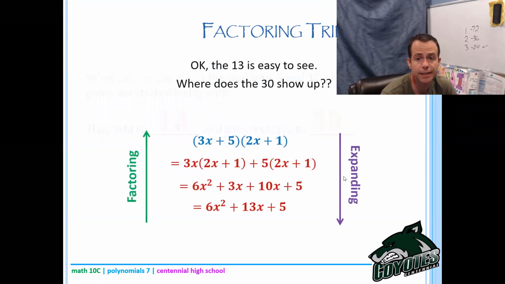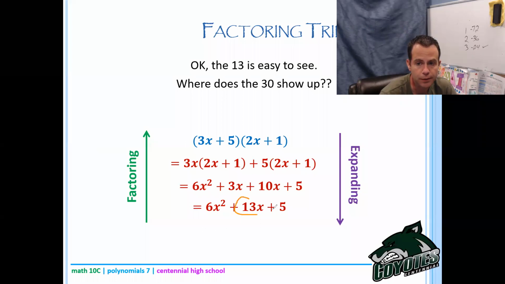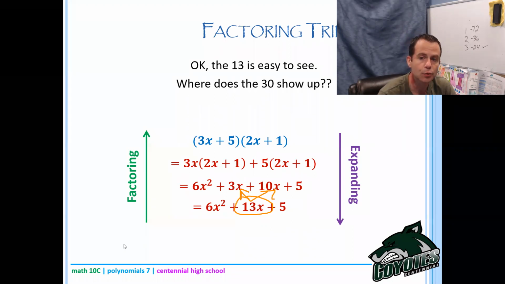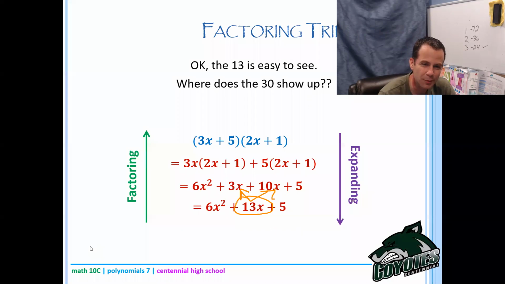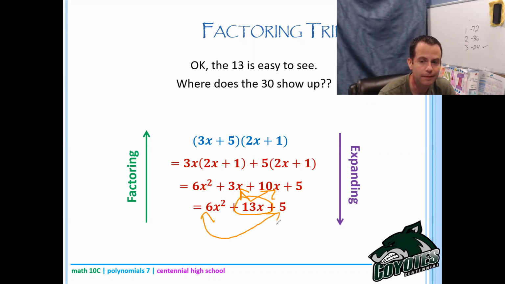Okay, well, we see the 13. That's not a problem, okay? The 13 shows up right there. Let me circle that for you. There's the 13. So we know that we are looking for two numbers that must add together to give you this middle term here. Okay, remember we're trying to go this way. Okay, so the 30 though, do you see where the 30 shows up? I'm hoping you do. It's 6 times 5.